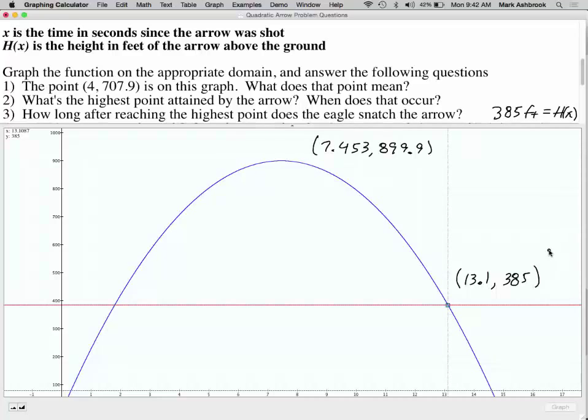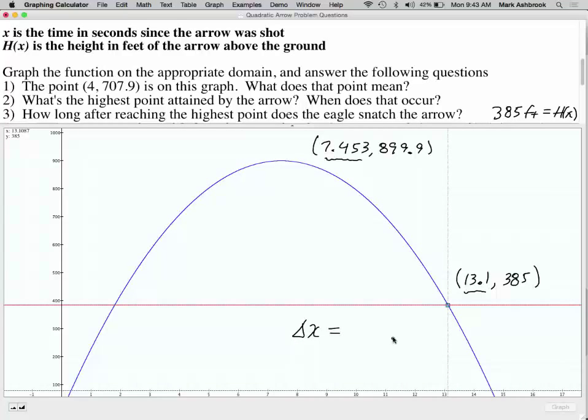So now we've got to read the question carefully. How long after reaching the highest point does the eagle snatch the arrow? 13.1 seconds? No, you have to read carefully. So it's the time change from when to when. This is asking for a change in time, starting at when it starts to fall, which is at 7.453 seconds for x, to when the eagle snatches it, which is at 13.1 seconds for x. So this is a change in x, or delta x.